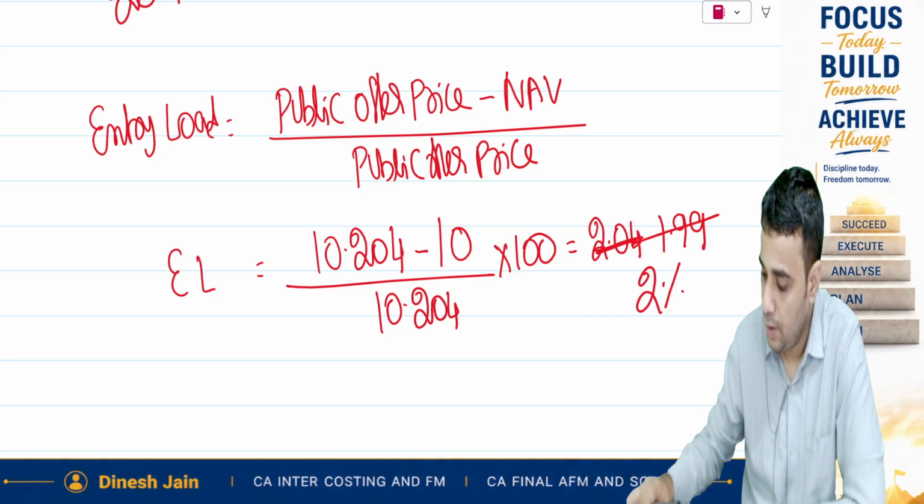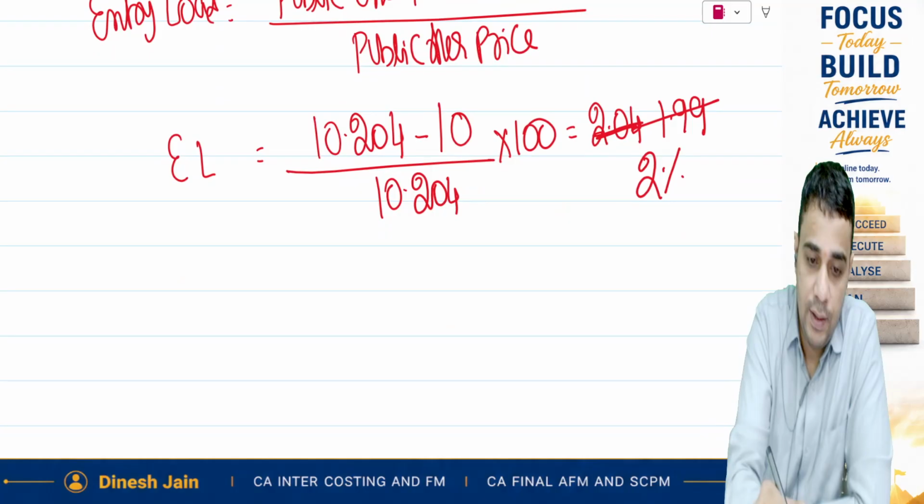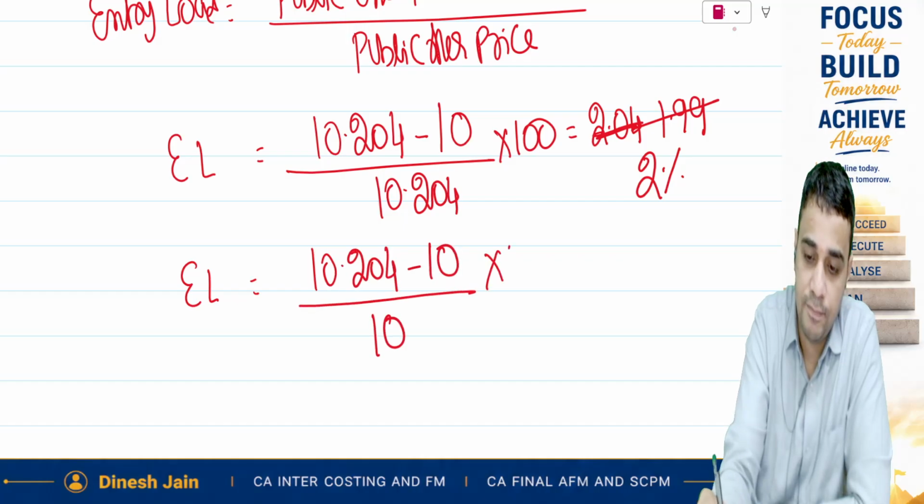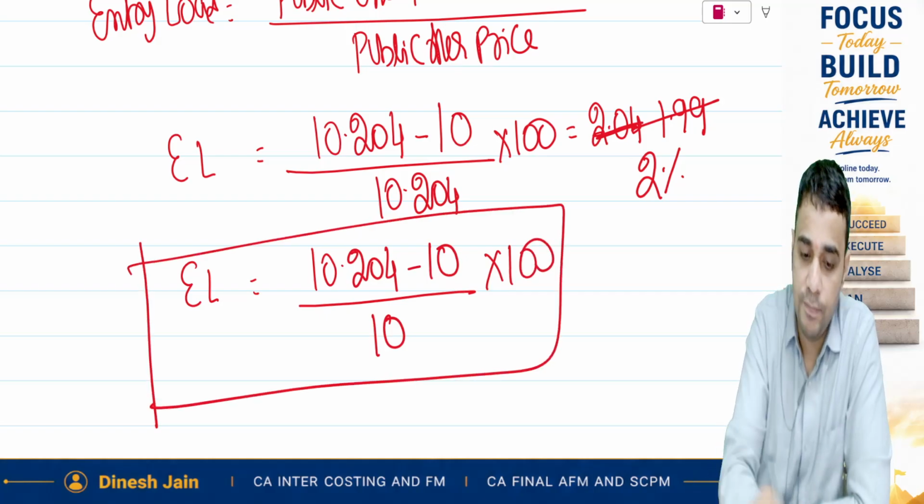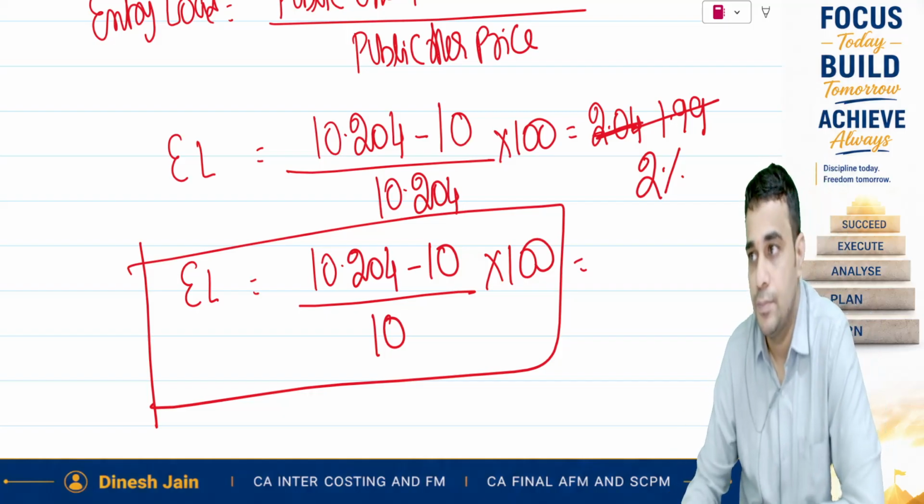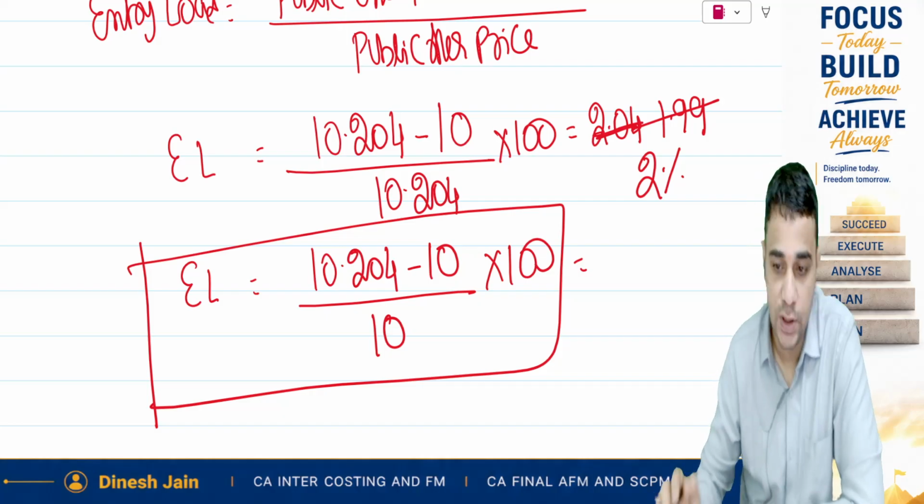0.204 divided by 10.204. 2% is the answer. Again, entry load: 10.204 minus 10, divided by 10. This is more logical, okay? Dividing by the NAV is more logical because on the NAV you will charge and get the public offer price. Both will obviously give different percentages. The institute has given both answers. Logical is dividing it by the NAV. What is the percentage you get here?